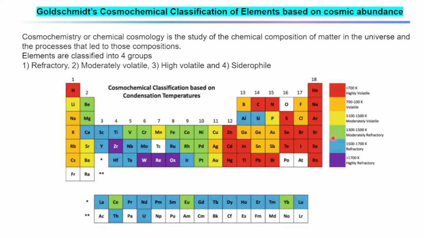Now the green ones are moderately refractory, and the blue ones are refractory. So aluminum, silicon, ruthenium, iridium, these are refractory. And this violet one is highly refractory. Tungsten, osmium, rhenium, zirconium, these are highly refractory. So this is the periodic table which classifies the elements based on their cosmic abundance. If you want to know in detail about these things, you can Google them, or you can see some lectures which are focused on cosmochemistry.